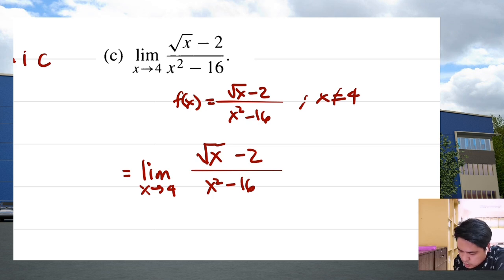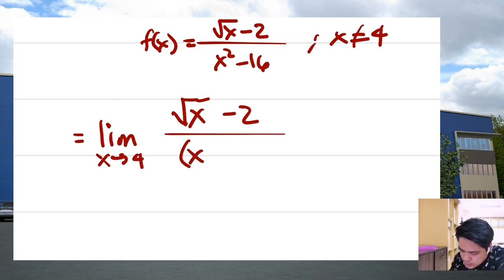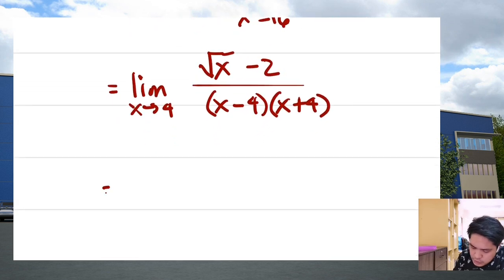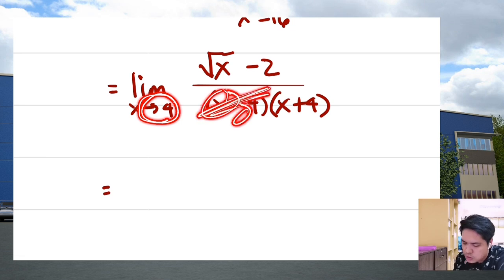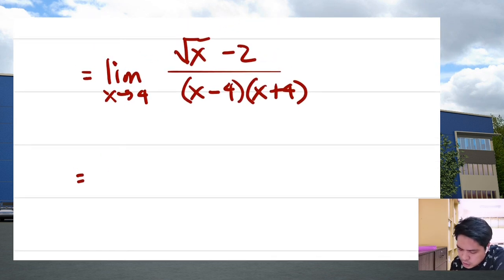So, what we're going to do is factor out the denominator. That would be x minus 4 and x plus 4. This is a special product, sum and difference. Okay? So, if we substitute here, it can't be done because it becomes 0. So, it's not defined at that point, x equal to 4. But we could take this as square root of x. Remember that x is equal to square root of x squared.